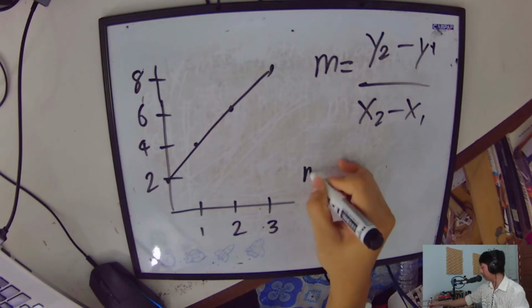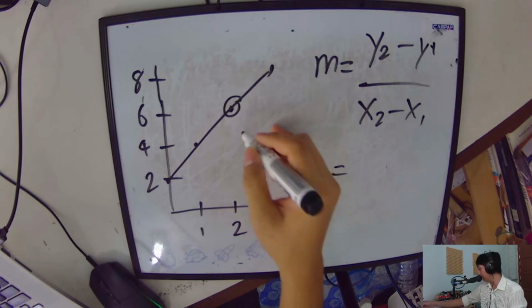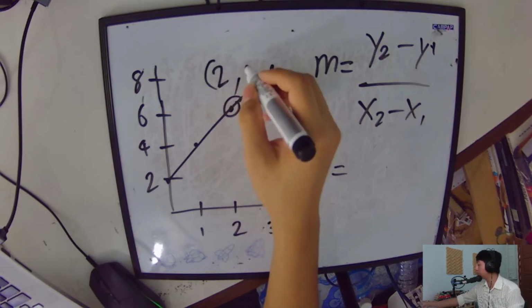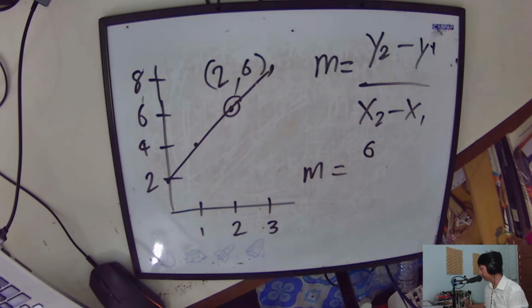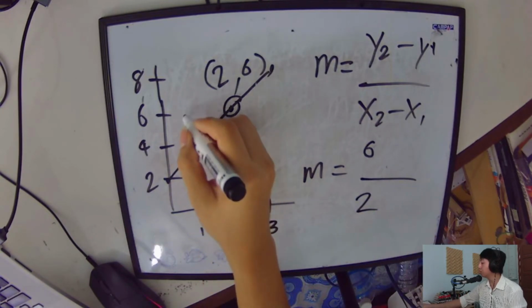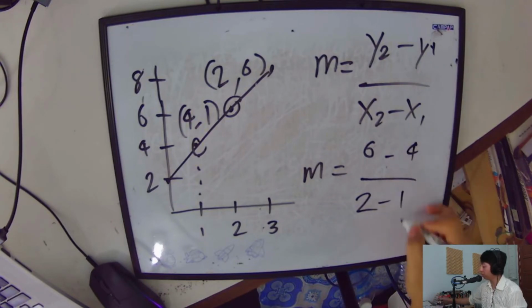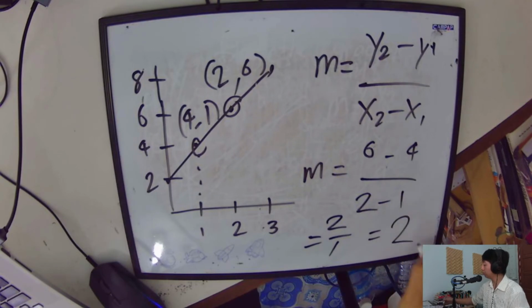So, M equals, kita pilih je lah mana-mana titik. So, kita ambil titik ini. Titik ini ialah 2, coordinate 2, 6. So, we go 6 and 2. We'll take this one as well. So, 4 and 1. So we have 4, 1, 2 over 1, or just 2. So that is your gradient. Your gradient is 2.